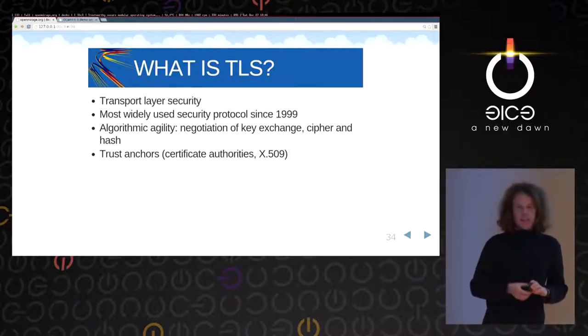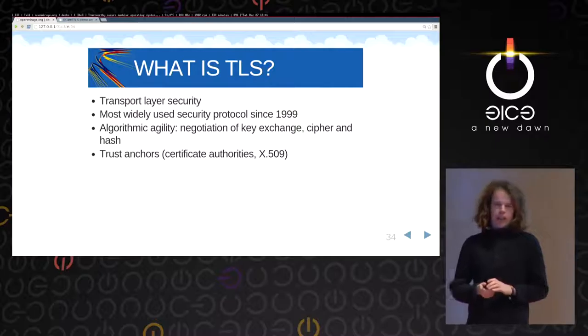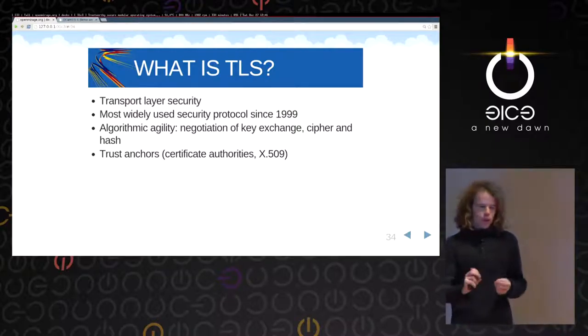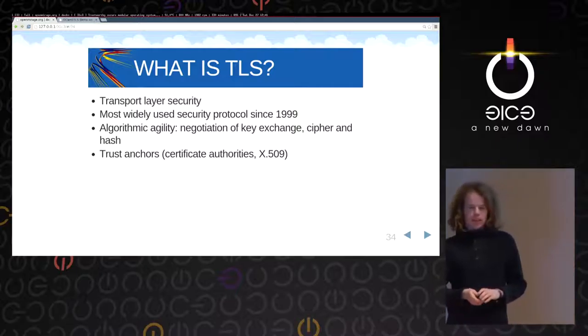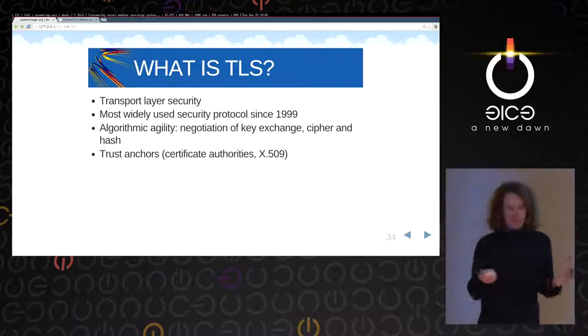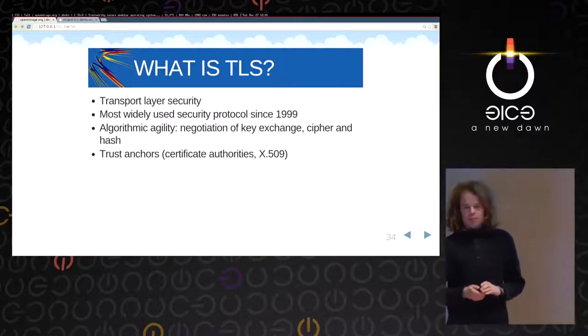The whole issue of secure communication is basically how to authenticate the other peer. And that is done in TLS using trust anchors, so those certificate authorities using X509 public key infrastructures.